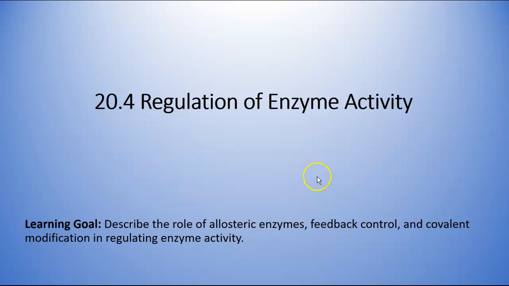This section will discuss regulation of enzyme activity by different mechanisms. So the learning goal is to describe the role of allosteric enzymes, feedback control, and covalent modifications in regulating enzyme activity.